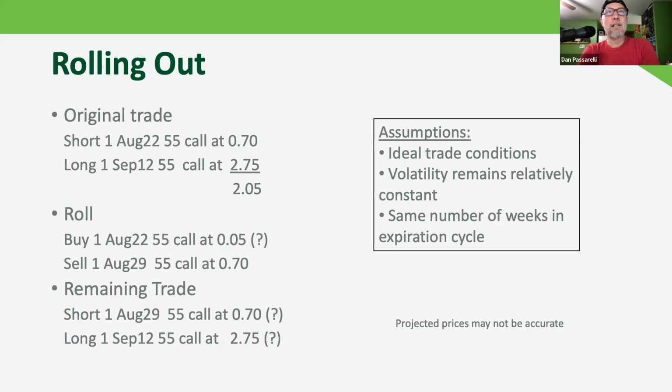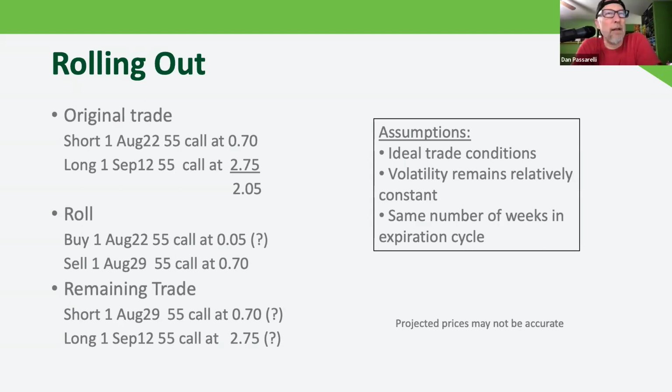It's not 70 cents anymore. It's maybe a nickel if we're close to the end of the day. So we can buy that short one back that we sold at 70 cents and buy it back for a nickel. And at the same time, as part of one trade, sell the August 29th, 1 week later, 55 calls at 70 cents. Now, how do I know it's 70 cents?